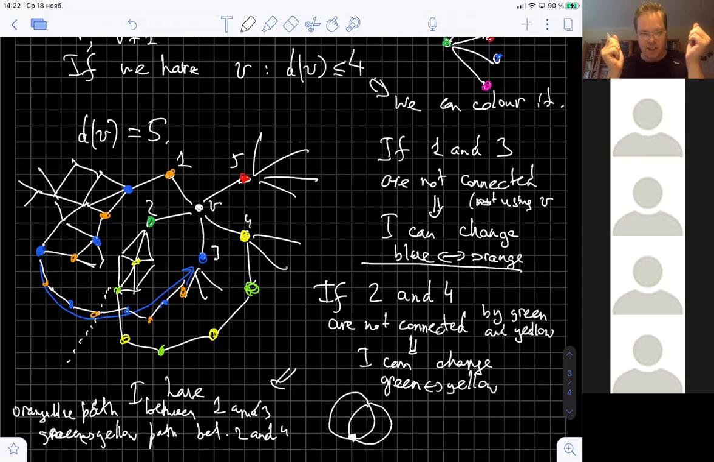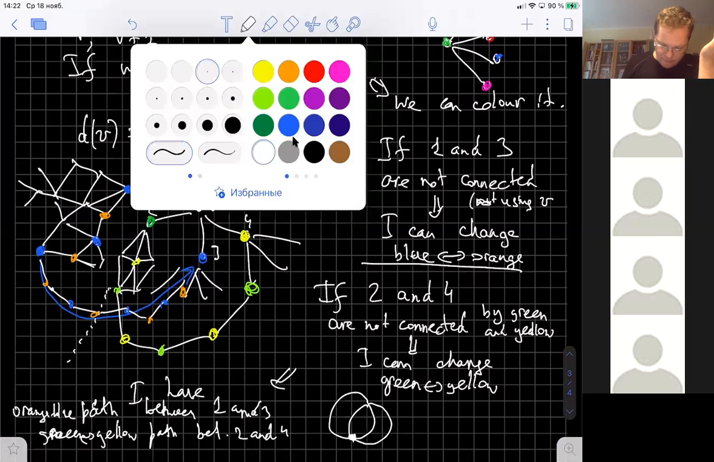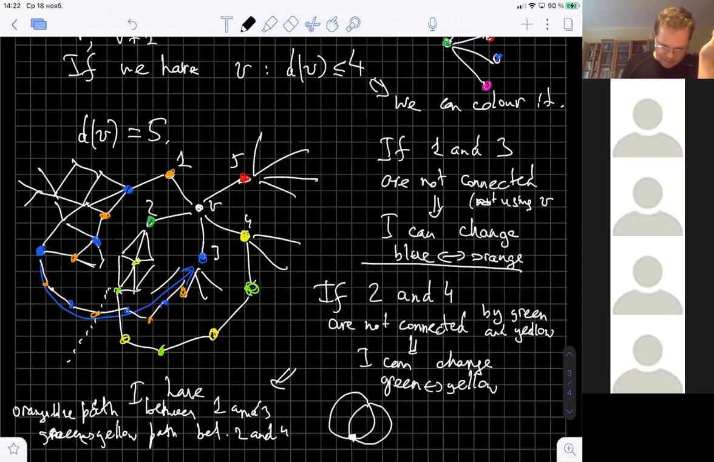So, for example, if we have a path between 1 and 3, then we cannot have a path between 2 and 4, and then I can color. I can just look at this area and change all colors green and yellow in this area, and then it will be okay. Do you understand? Do you have any questions?